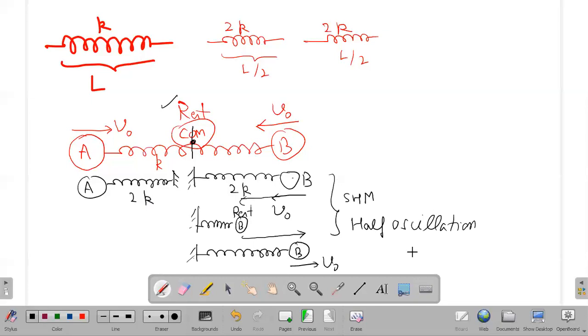And this half oscillation will take a time of half the time period, which is pi times the square root of m over the constant, taken as 2k, because they are oscillating under a spring of constant 2k. And the same will happen with block C and block D.